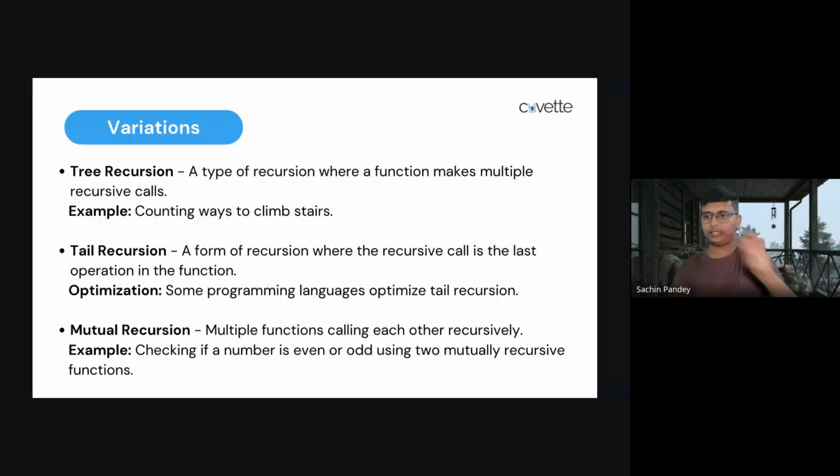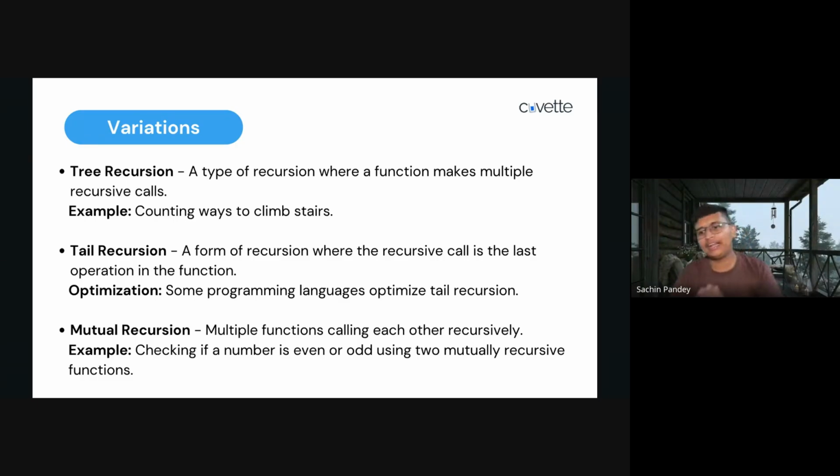One function X is calling function A, then function B, then function C. Function A is calling 3 more functions, function B is calling 3 more functions, function C is calling 3 more functions. So basically, it is forming a tree-like structure. So that's called tree recursion. Okay, that is one thing.